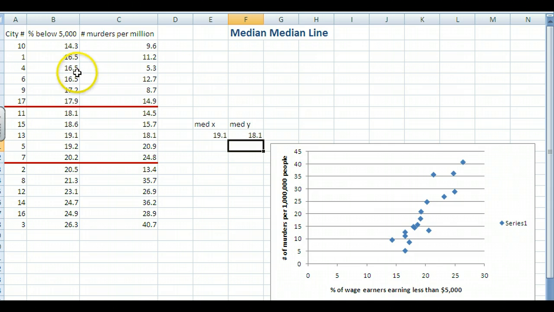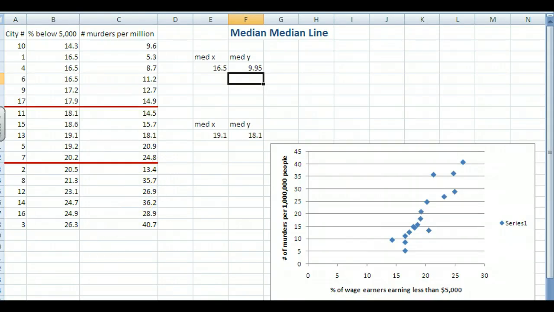Very straightforward in the first group. The average of those two is 16.5. So the median x for the first group is 16.5. And the median y value is, wait a minute, you've got to sort that particular group once again from smallest to largest before I can say what it is. So hang on while I sort the data. So the average of 8.7 and 11.2 is 9.95.